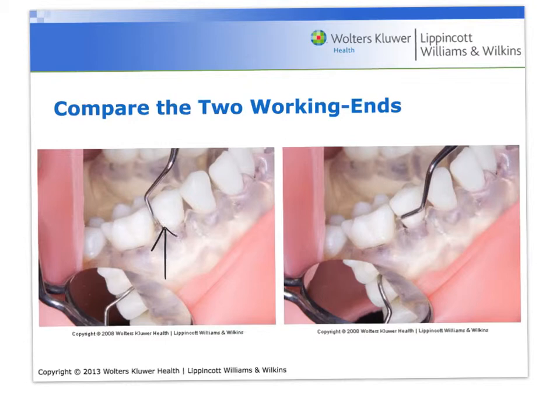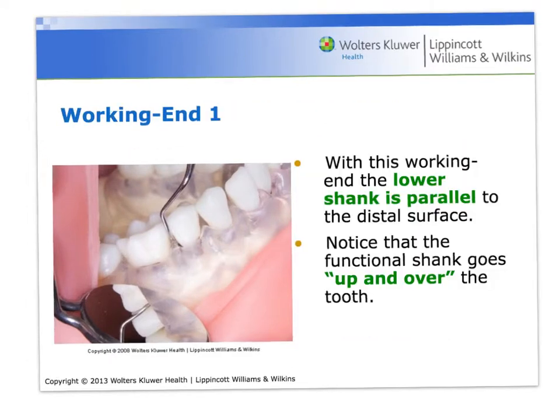This is adapted nicely. So now in the next slide, that's the same instrument, but it's flipped. It's the other end. And you can see that it's wrapping around the tooth instead of adapting to the side of the tooth. Also, you can tell that it's not adapted because the lower shank is not parallel to the distal surface. And this once again shows how the lower shank is parallel. So here's your tooth, and there's your lower shank. And then notice that the functional shank, which is this part, goes up and over the tooth.